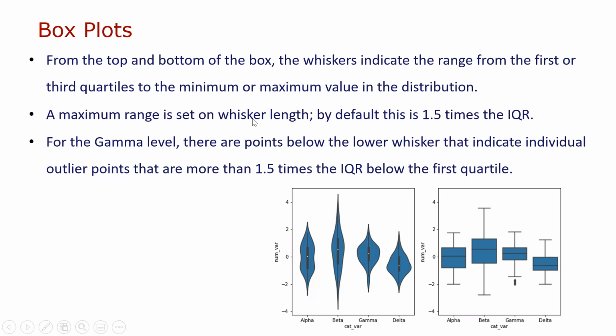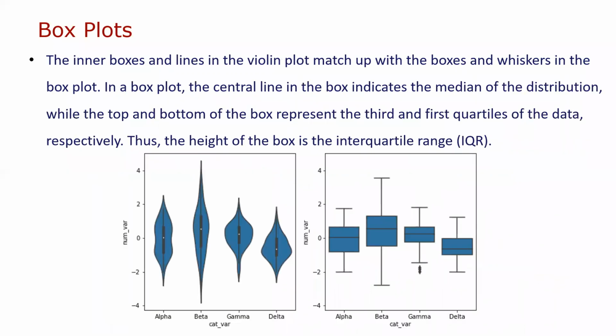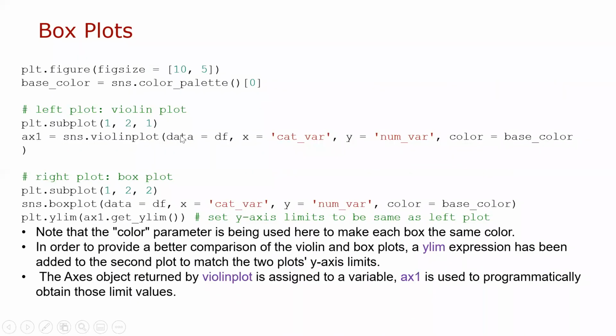The maximum range is set by the whisker lengths. By default, it's going to be 1.5 times IQR. For the gamma level, there are points below the lower whisker that indicate individual outlier points, and that's why we have them. Okay, guys. So as you can see, just a single line of code, and I would be able to detect directly whether there is an outlier in one of them.